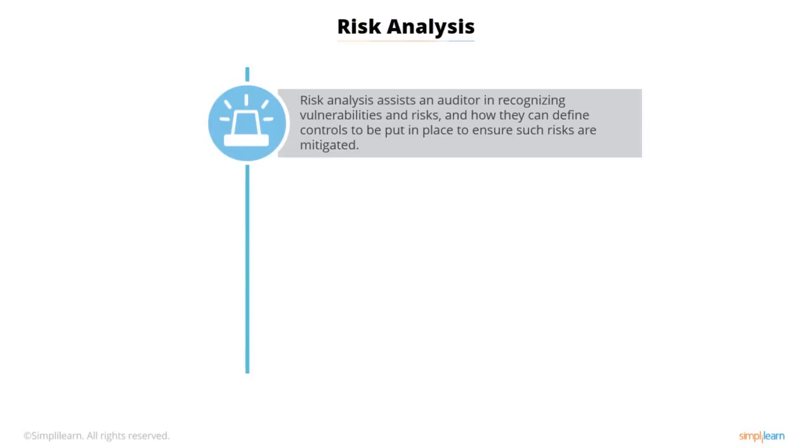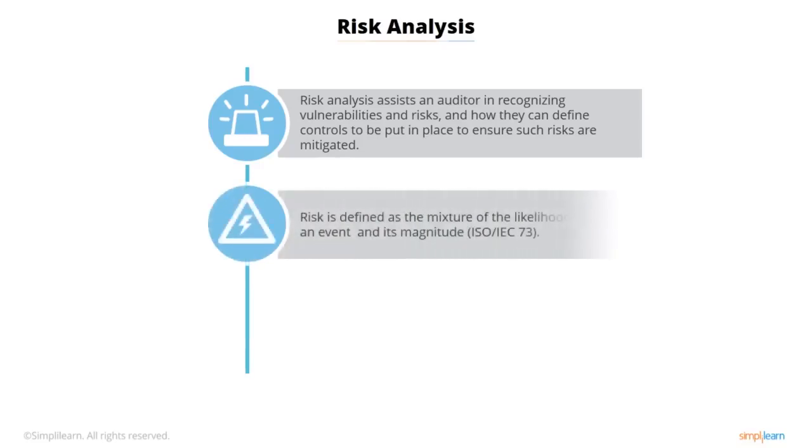Then we need to look at how do we define controls that can be put in place or may already be in place to mitigate those risks. Now, throughout this lesson, you're going to see several different phrasings of the definition of risk. They're all worded slightly differently because they come from different sources, but they all essentially mean the same thing. Let's start with this first one. Risk is defined as the mixture of the likelihood of an event and its magnitude.